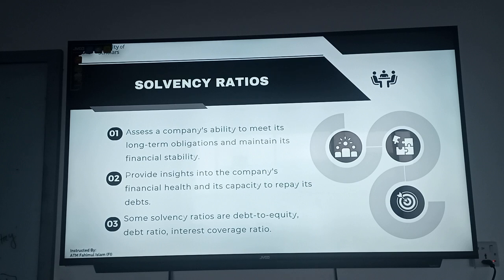So if we say book definitions, we can mention that solvency ratios are financial measures that assess a company's ability to meet its long-term obligations and maintain its financial stability, which provide insights into the company's financial health and its capacity to repay its debts. So some solvency ratios are debt to equity ratio, debt ratio, interest coverage ratio, and there can be others too, but we will focus on these 3 ratios here.